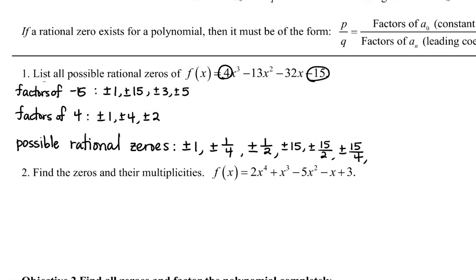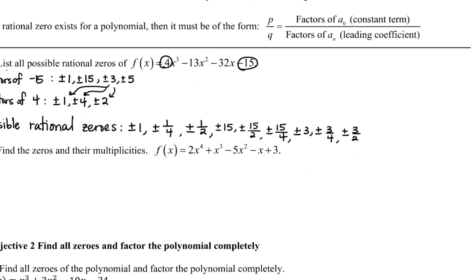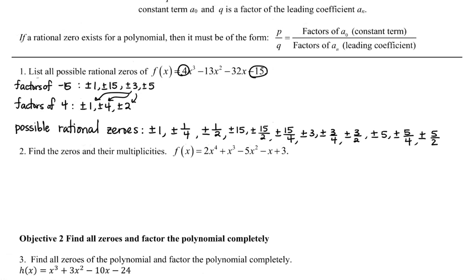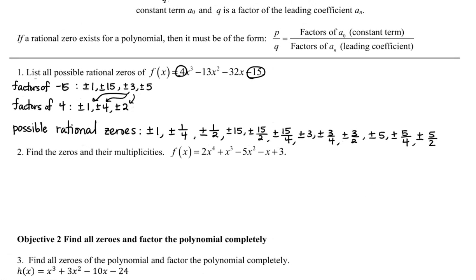Moving on to the third number in the first list, 3, we'll take that 3, divide it by 1, divide it by 4, and divide it by 2, giving us plus or minus 3, plus or minus 3/4, and plus or minus 3/2. And then finally, I'll take the 5 and divide it by 1 to get plus or minus 5, divide the 5 by 4 to get plus or minus 5/4, and then take the 5 and divide it by 2 to get plus or minus 5/2. Now this is the list of all of the possible rational zeros of this polynomial.